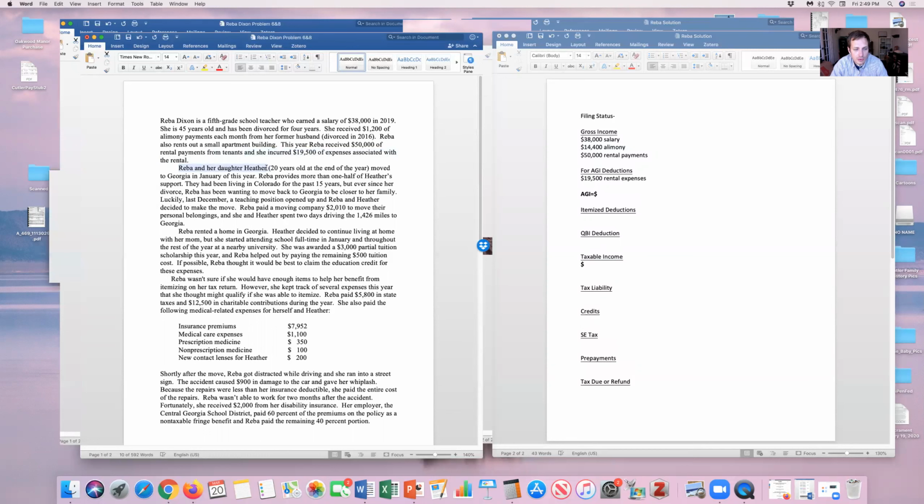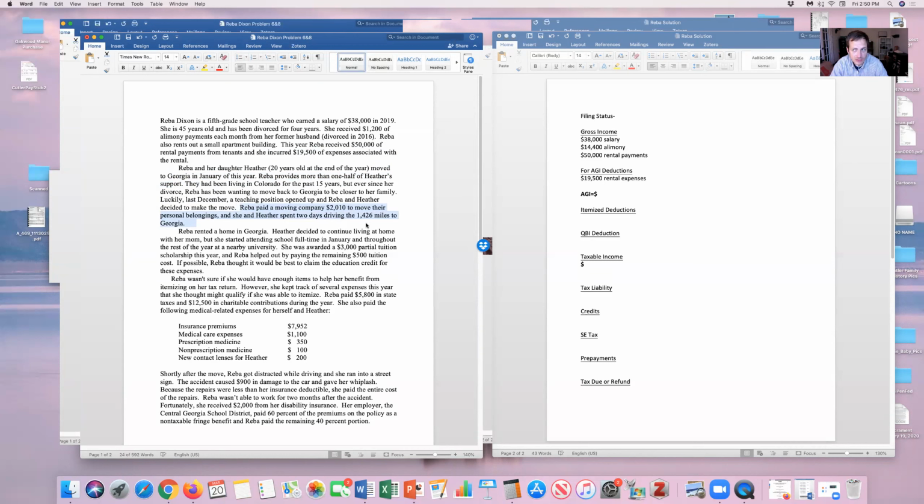Reba and her daughter Heather, okay, so now we know she has a daughter who's 20 years old at the end of the year, moved to Georgia in January of this year. Reba provides more than half of Heather's support. They had been living in Colorado for 15 years, but ever since her divorce, Reba has been wanting to move back to Georgia. Luckily, last December, they moved. Reba paid a moving company to move their belongings, and they drove a certain amount of miles.